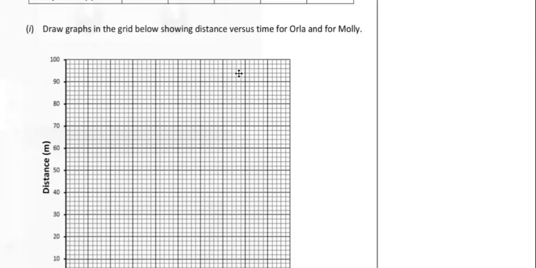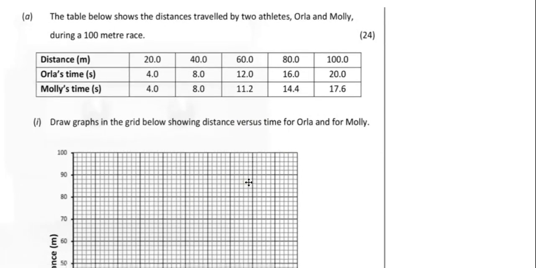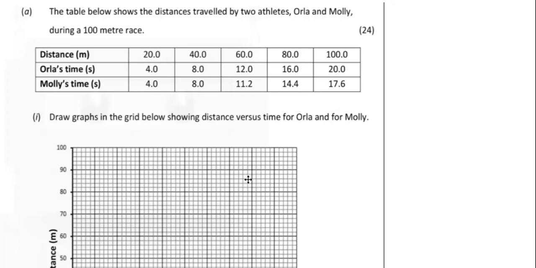Now, let's see how we're getting on here. Okay, we have two athletes. The table shows two athletes, Orla and Molly, during a 100-meter race. The distance and time are recorded as shown. They both start off at 0-0 because it's a 100-meter race, I suppose. So you could start this off at 0-0 if you want, but there's no indication in the graph that you start off at 0-0.